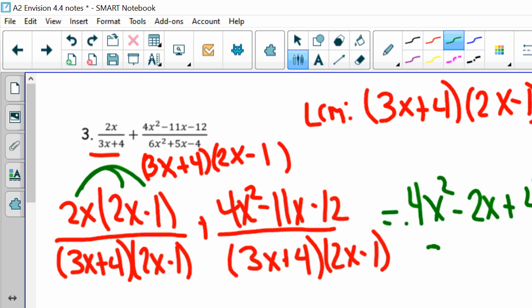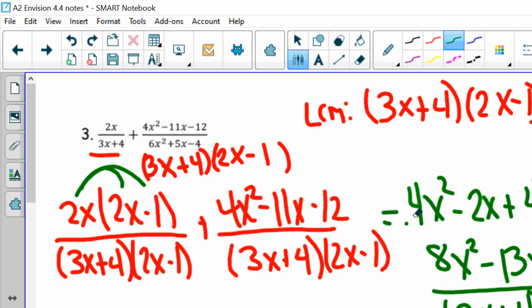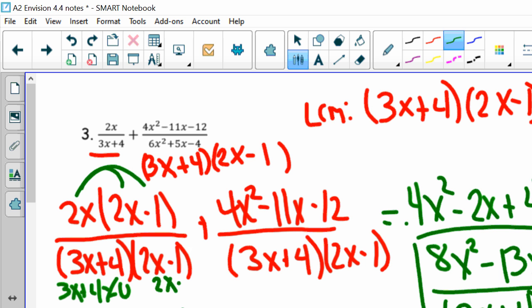Combine like terms. So I get 8x squared minus 13x minus 12 all over 3x plus 4, 2x minus 1. Top of that is not going to factor, so that's what we're left with. My domain, x cannot equal, so if I take 3x plus 4, set it equal to 0, I'm going to get negative 4/3. If I take 2x minus 1, it cannot equal 0, I'm going to get positive 1/2. So my domain, x cannot equal negative 4/3 or positive 1/2.